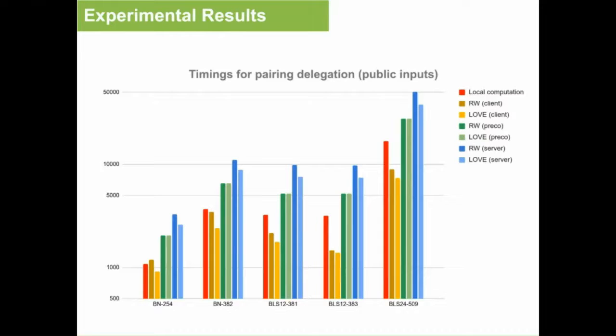A recurring trend here is that the cost of offline computation is quite high, as you can see by comparing the green bars to the yellow ones, since a pairing and additional group operations need to be performed on the client side.